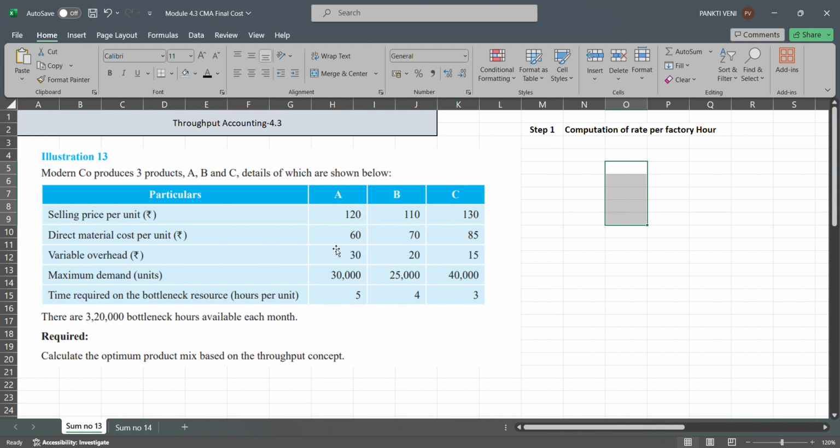So they have given us selling price and cost details. There are 320,000 bottleneck hours available each month. Calculate optimum product mix based on throughput concept. So we have to calculate optimum product mix.